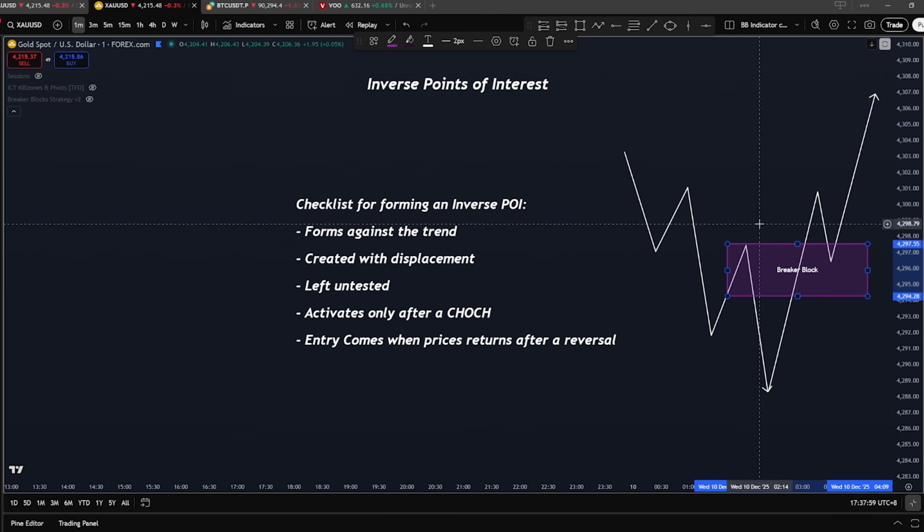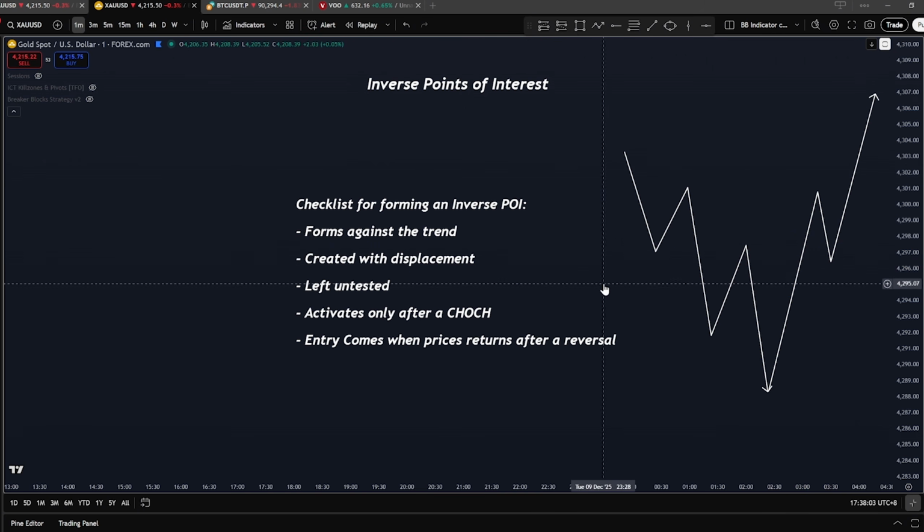So that's your first criteria, first checklist to making sure that your inverse POI is valid. It has to cause a reversal. All right. Now, the second thing here is going to be creating it with a displacement. What is displacement? In simple terms, those that understand fair value gap, it is where the market moves with a lot of volume. When the market reverses from a certain point, for example, this point here, you want to see the market bounce, basically give you a V-shaped recovery.